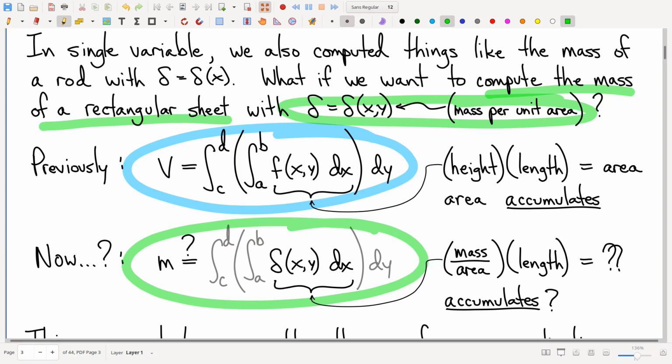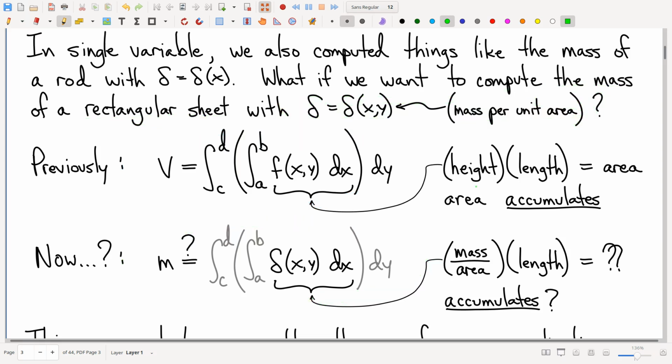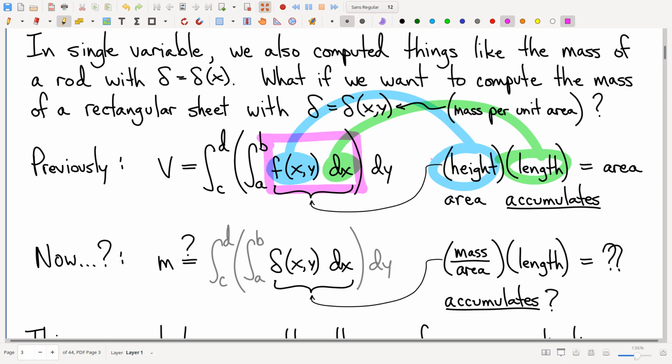Seems tempting, right? Why not? What goes wrong? Well, it turns out that there's a pretty serious problem here. And here it is. Let me remind you some of the details. As we're going through and computing this inside integral, when you look at f times dx, the whole idea of that is that f represents a height and dx represents a length, and height times length is area.